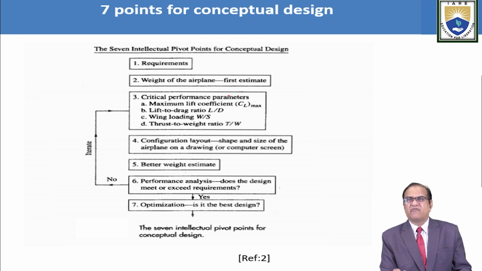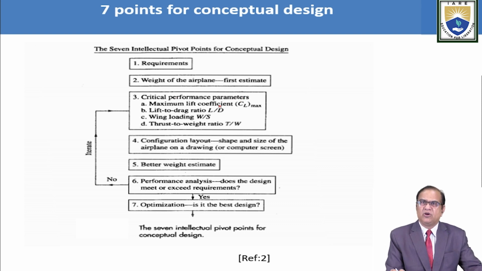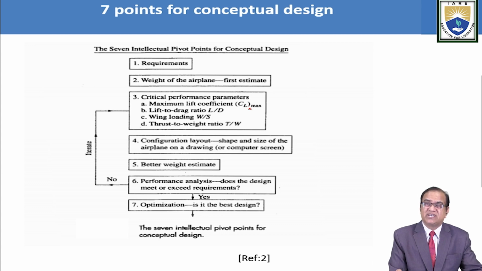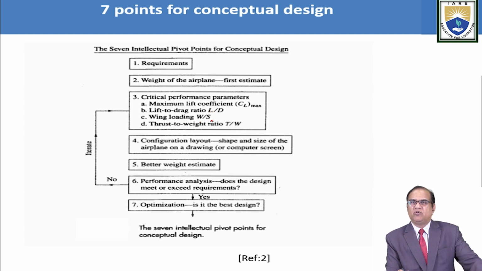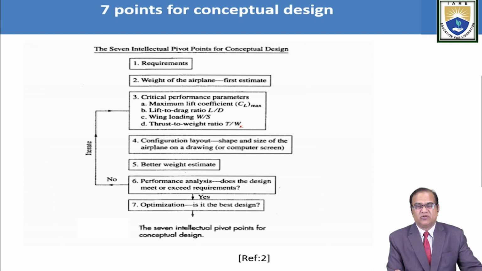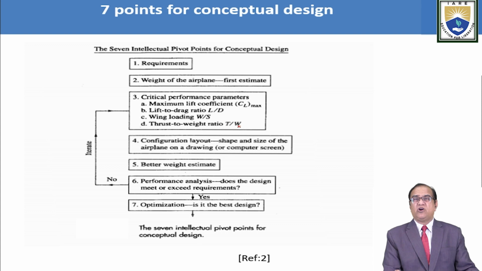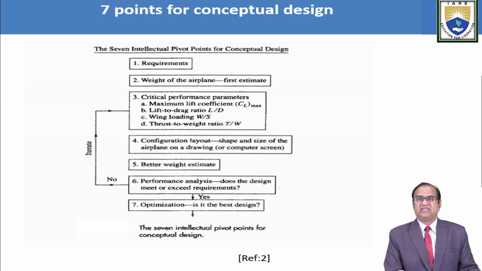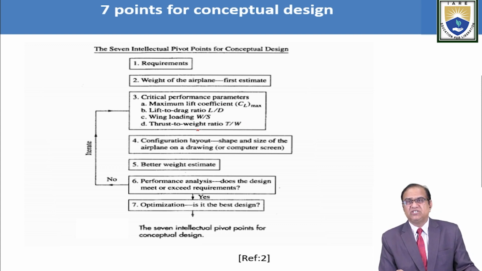Then the critical performance parameter is maximum lift coefficient, how much CL maximum this aircraft can generate. Then lift to drag ratio L by D, wing loading W by S, and thrust to weight ratio T by W. These are very, very important parameters that we have to see, whether we are able to achieve these as per the requirement or not.